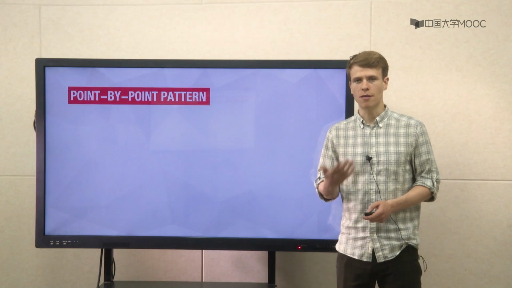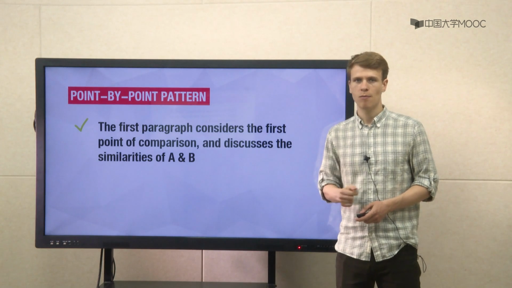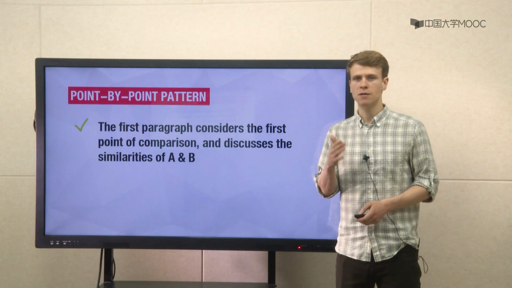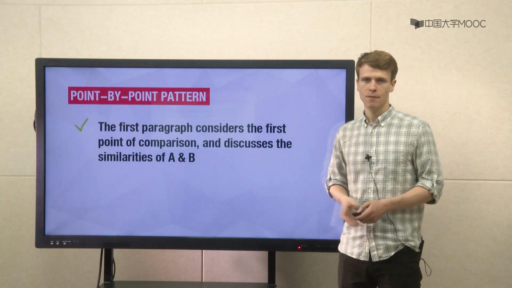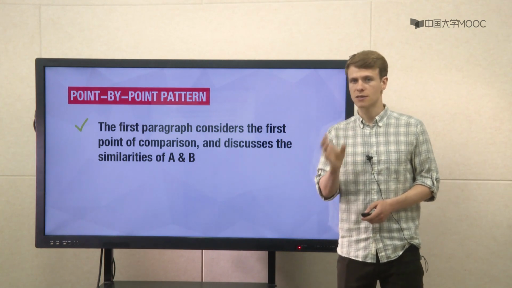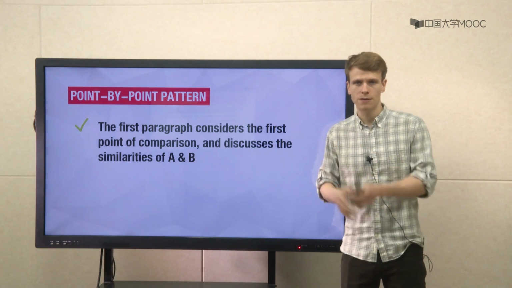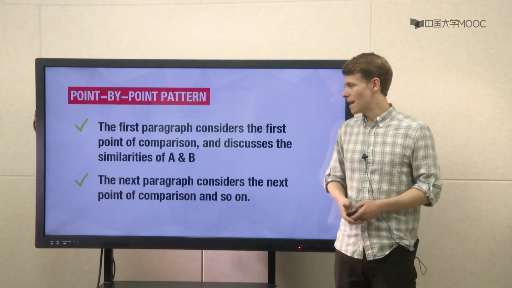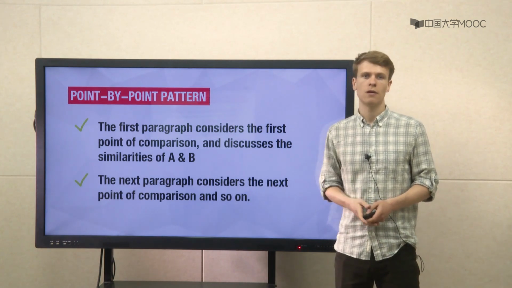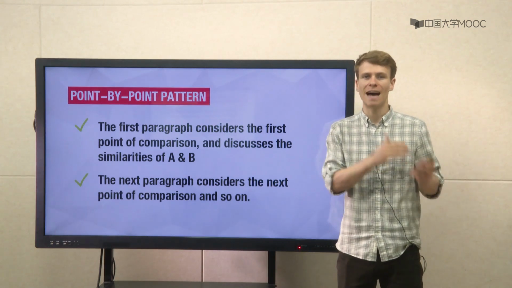In the point-by-point method, 2 subjects are examined at the same time, point by point. The writer goes back and forth between A and B, discussing one point of comparison at a time. The first paragraph considers the first point of comparison and discusses the similarities of A and B in context of this point of comparison. The next paragraph considers the next point of comparison, and so on and so forth. In this pattern, each point of comparison is discussed in terms of A and B.